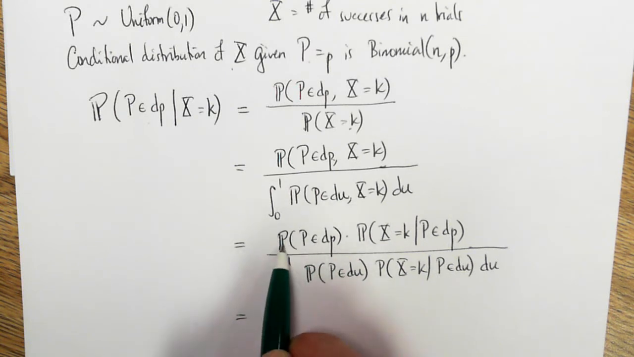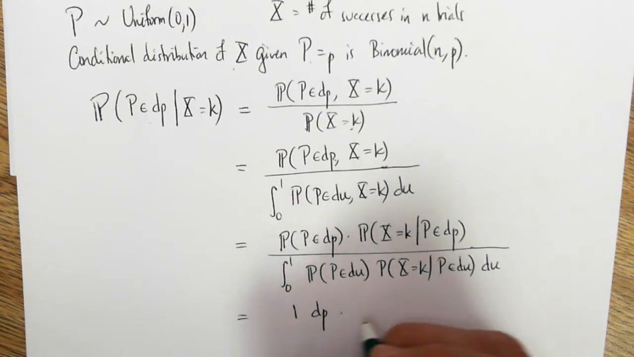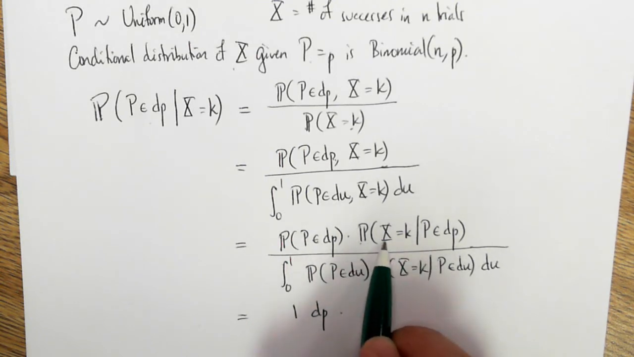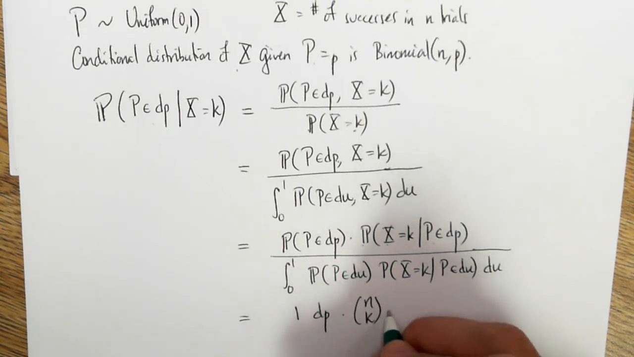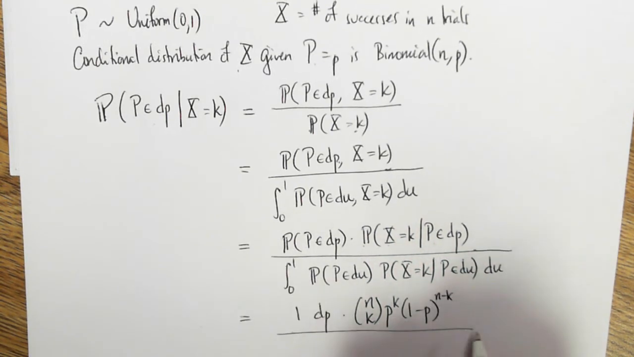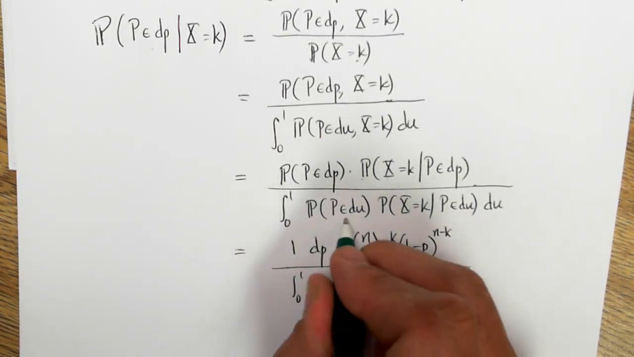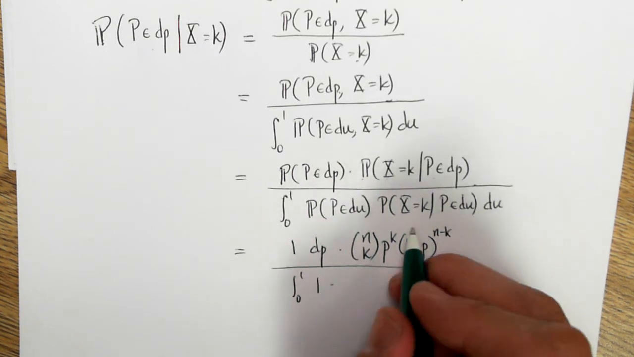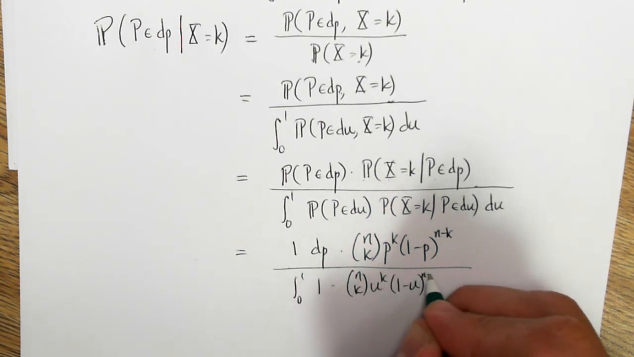Now this first bit here is the PDF for the uniform distribution. The PDF for the uniform distribution is simply 1. So this is equal to just simply 1 dp times the probability that x is equal to k, given that p is in some small interval dp, that is binomially distributed by the assumptions of the problem. So n choose k, p to the k, 1 minus p to the n minus k. On the bottom, we have the integral from 0 to 1. Once again, I have 1 du times n choose k, u to the k, 1 minus u to the n minus k du.